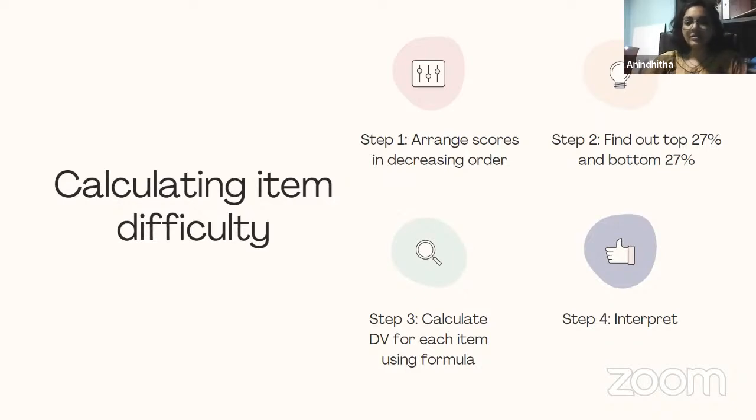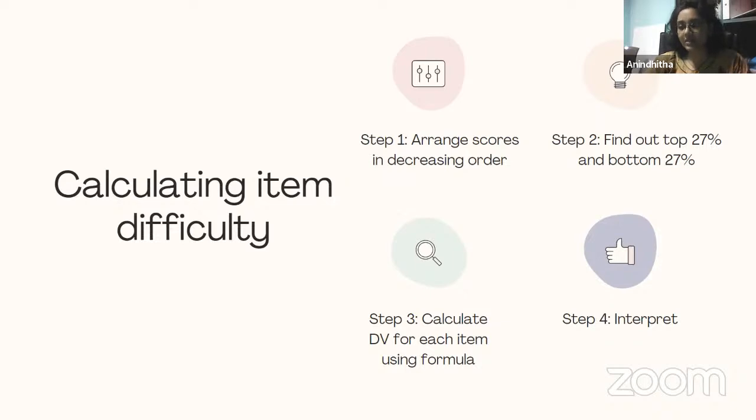So the second step that we'll do is find the top and the bottom 27%. Now there comes a question, why this 27%? That's a very good question. That's also a question that I got when I was reading through this particular topic while attending this course before. So here's the answer. So there's a theory called Kelly's dichotomization.